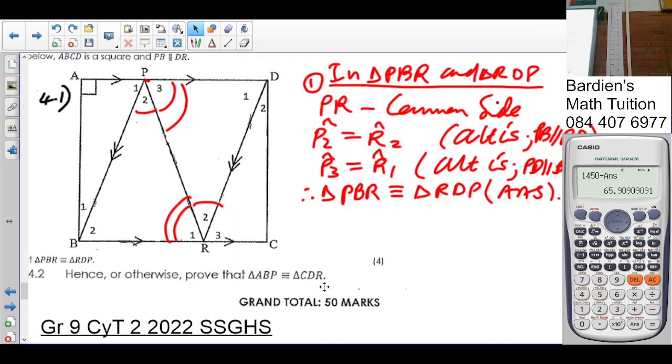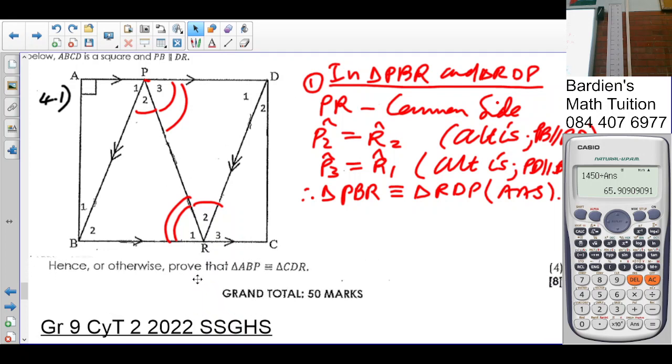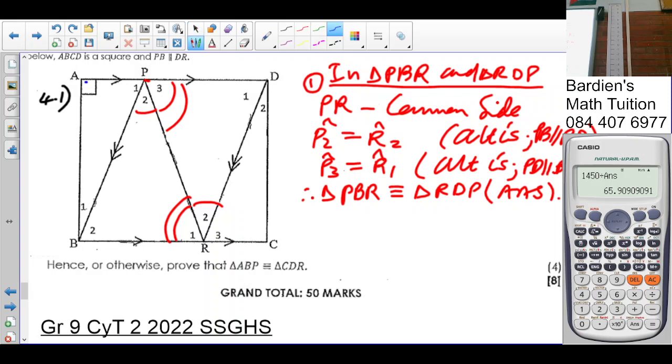Okay, people, 4.2. They ask you to prove that triangle ABP is congruent to triangle CDR. Okay, so this is a square, so angle A has to be equal to angle C. Why? All angles are equal in the square, which is equal to 90 degrees. All vertices are 90 degrees. That's one. We need another one.